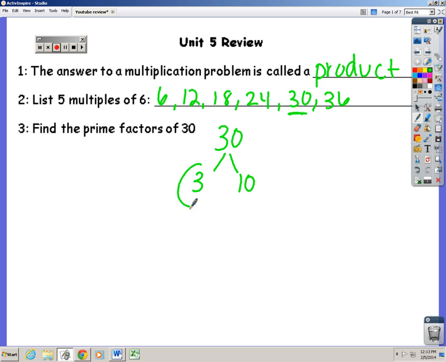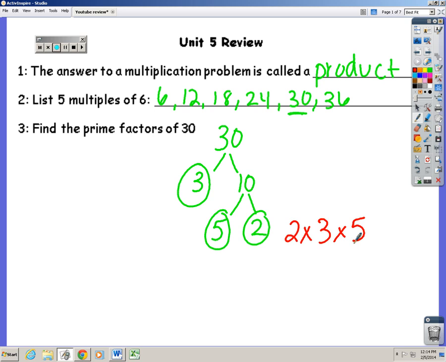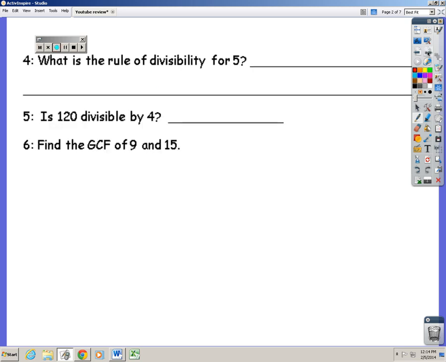So then we found that 3 is a prime, but we still need to break down our 10 to 5 and 2. We find that 5 is a prime and 2 is a prime. So we can end there, and just to list out our primes so it looks a little neater, we always want to do it from least to greatest. So we have 2 times 3 times 5, and those are our primes of 30. Going to the next page.